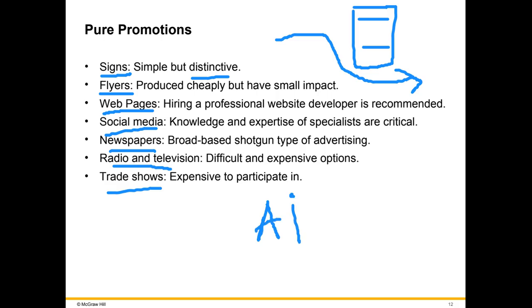AIDA, this is D, not P. A for attention. Okay, let me type it down because my writing is horrendous. So let's try to type it here. A for attention, I for interest, D for desire, and A for action.